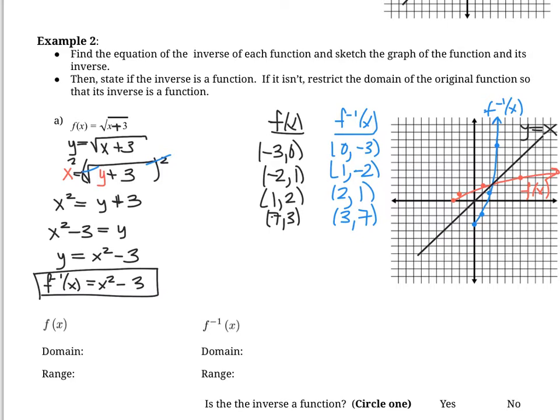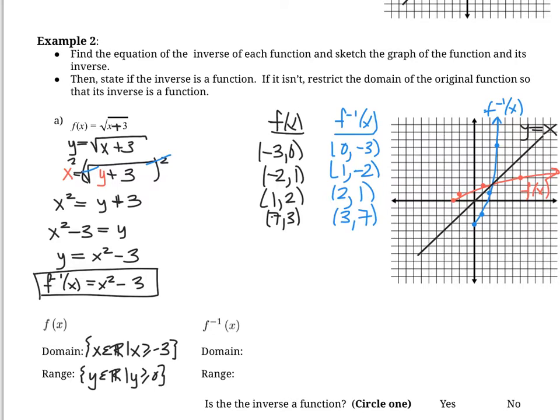Let's go on to coming up with the domain and the range of the original function and the inverse function. So let's start off with our original function. Here it is. So the domain of this guy is x as an element of R, but x has to be greater than or equal to negative 3. And for our range, y can take on any value that's 0 or greater. So that's our domain and range of the original function.